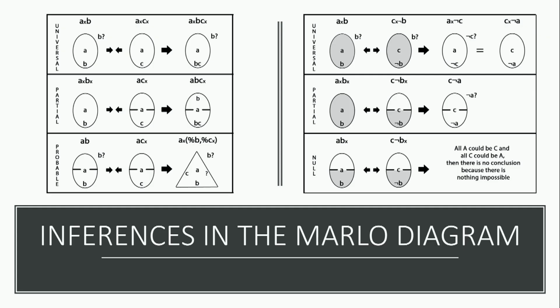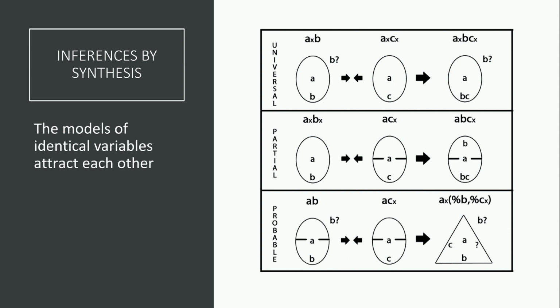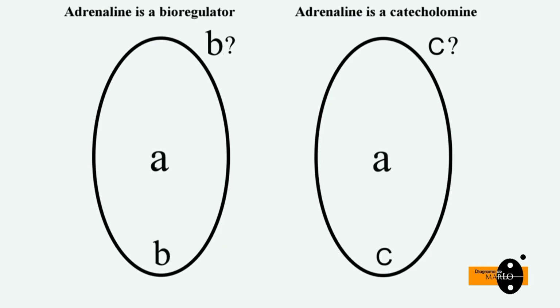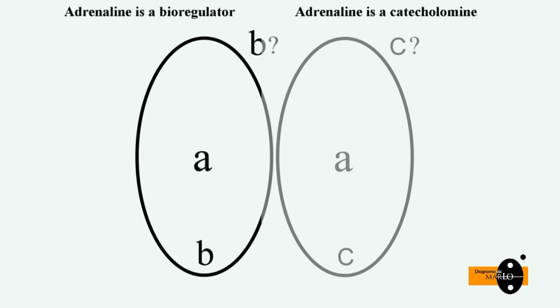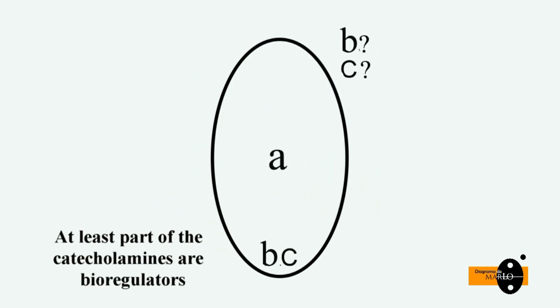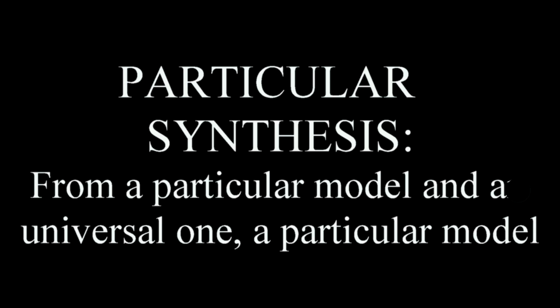Inferences in the Marlo diagram. Inferences by synthesis. The models of identical variables attract each other. Universal synthesis. From two universal models, a universal model follows. Adrenaline is a bioregulator. Adrenaline is a catecholamine. Therefore, at least part of the catecholamines are bioregulators and vice versa.